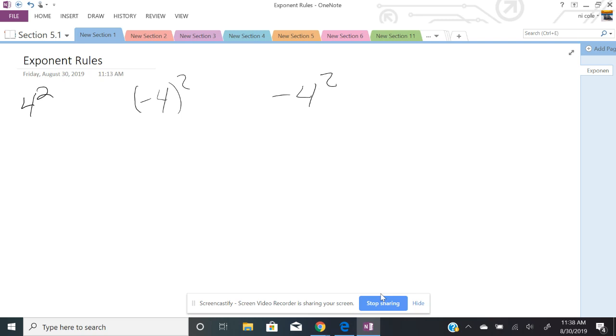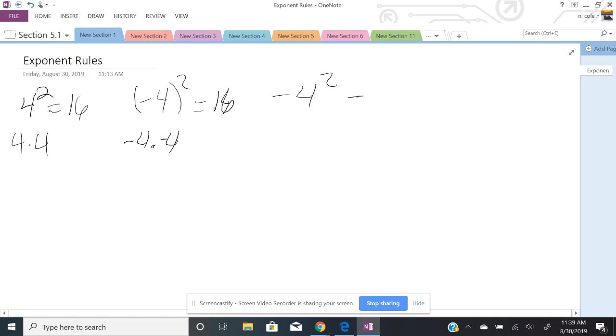Chapter 5, we're going to look at exponents and exponent rules. If you entered this into your calculator, 4 squared, you're going to come up with the answer 16, okay? Because that's like 4 times 4. On this next one, if you enter this just like it is with the parentheses into your calculator, you will also come up with 16, because that is -4 times -4.